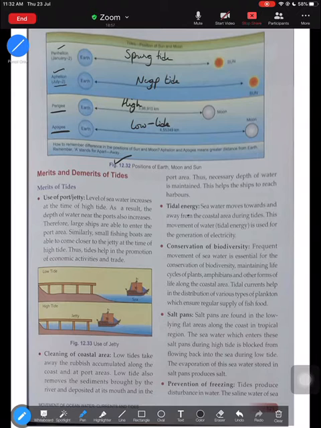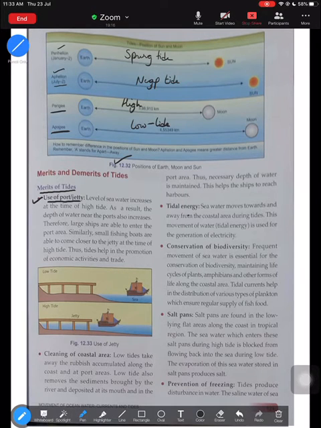Now, moving to the last goal for today's class, we learned about the merits and demerits of tides. So, we started with the merits or advantages of tides. First, with the help of tides, ports have been able to facilitate economic activities, and trades have been able to flourish.